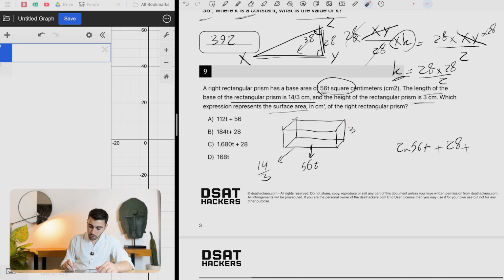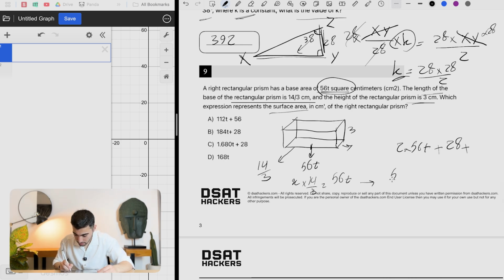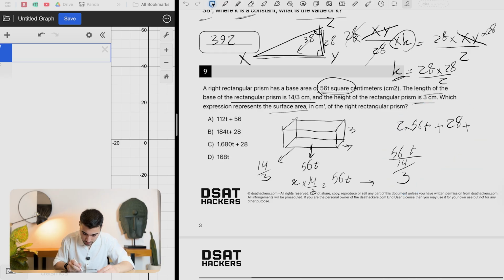We know the area of this base, which is 56/t. How do we find the area of the base? We do x, this side, times 14/3 equals 56/t. That way I can find the value of x. By dividing both sides by 14/3, we can get the length of this side. So then I'm going to divide 56/t by 14/3. Let's move this a little bit up so we can see what is going on.